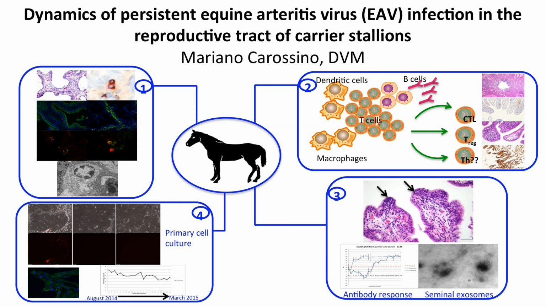In the third place, we would like to characterize the other components in the seminal plasma that might be associated with establishment of persistent infections, such as antibodies, and most importantly, seminal exosomes, which have been shown for human and other species to have immunosuppressive properties. And finally, we would like to perform some studies on primary cell cultures from the reproductive tract that will allow us to establish an in vitro model of persistent infection.